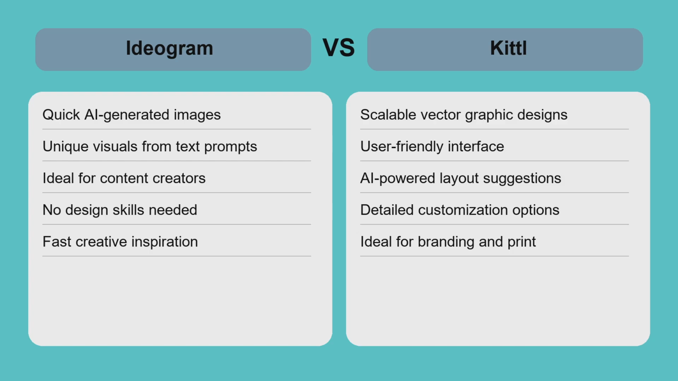If you need fast, unique images without design skills, Ideogram fits well. For projects demanding control over every design element and scalability, Kittl is the better choice. The trade-off is between rapid image generation and detailed graphic customization. Both tools enhance creativity but cater to different stages of the design process.